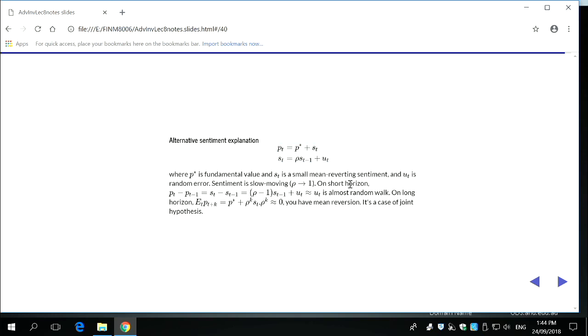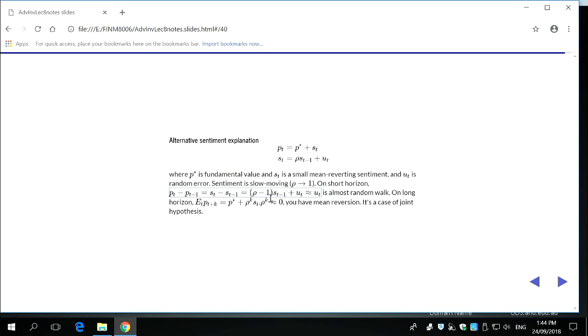So if you have short horizon returns, which is P_t minus P_{t-1}, the P star will cancel out. So that will equal to S_t minus S_{t-1}. That is equal to rho minus 1 times S_{t-1} plus this mu_t.